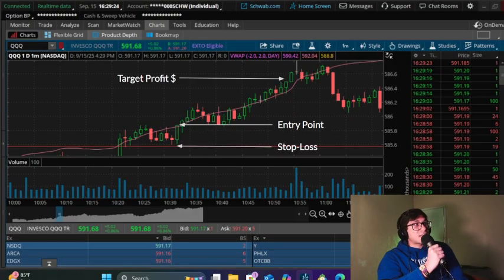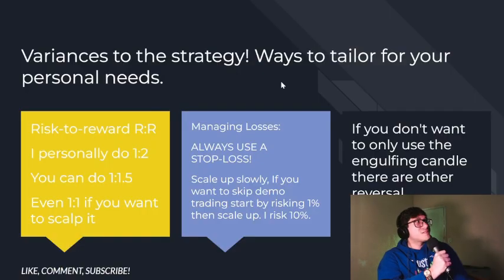And from a technical point of view, this is essentially the strategy, ladies and gentlemen. This is the whole enchilada right there. So, as I mentioned before, there are variances to the strategy. There are ways to tailor this for your personal needs.